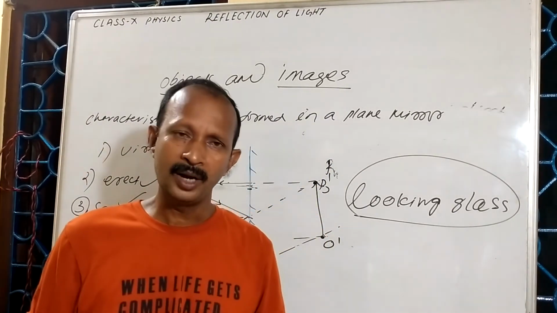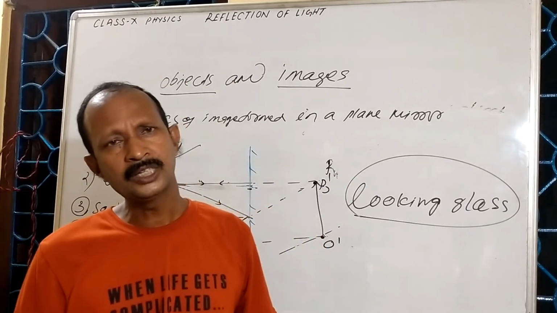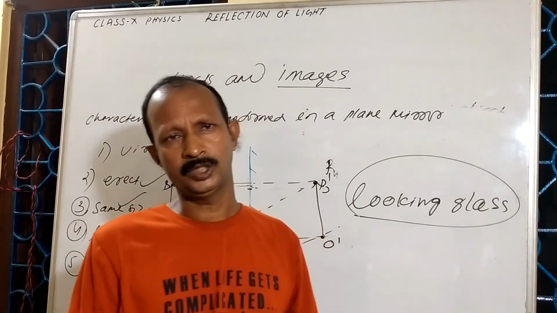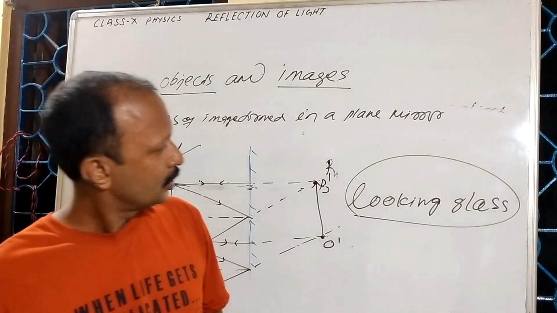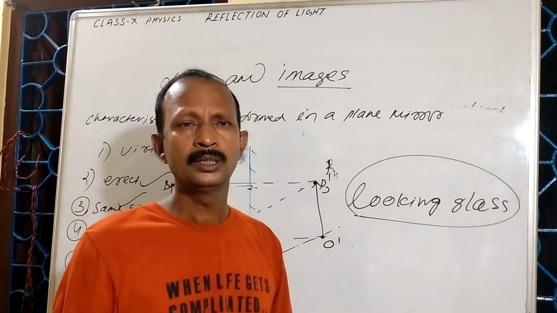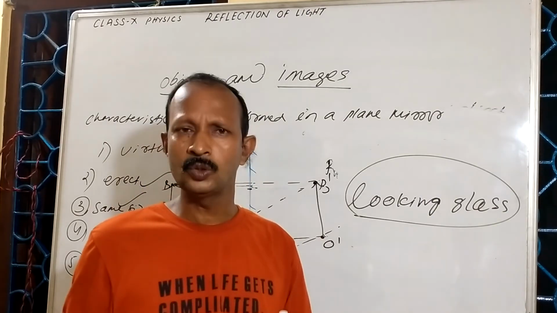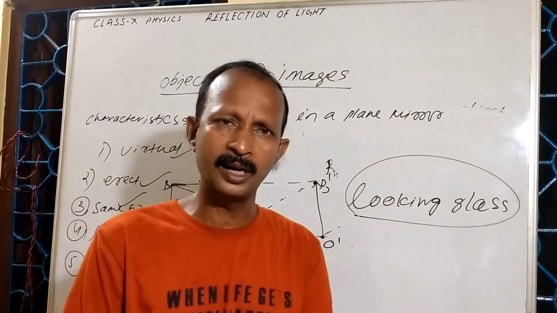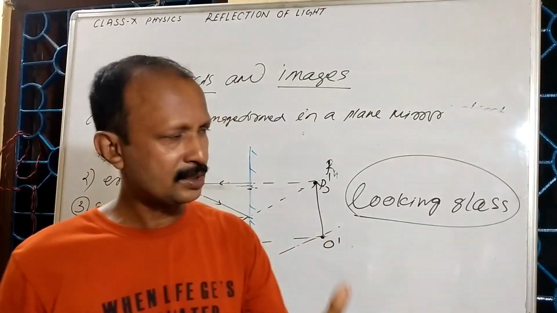So children, I would like to say that in this topic of reflection of light, we will especially study reflection in spherical mirrors, that means concave mirrors and convex mirrors. So in my next video, I shall discuss the reflection of light in spherical mirrors. In that video, I shall give the details and concept about the spherical mirror. Thereafter, how the image formation takes place, we will discuss in the next video.